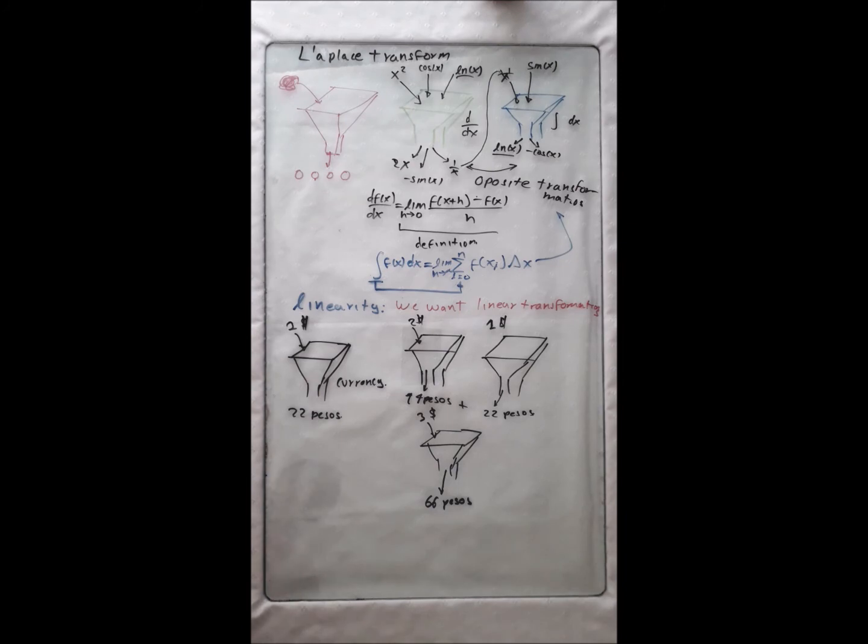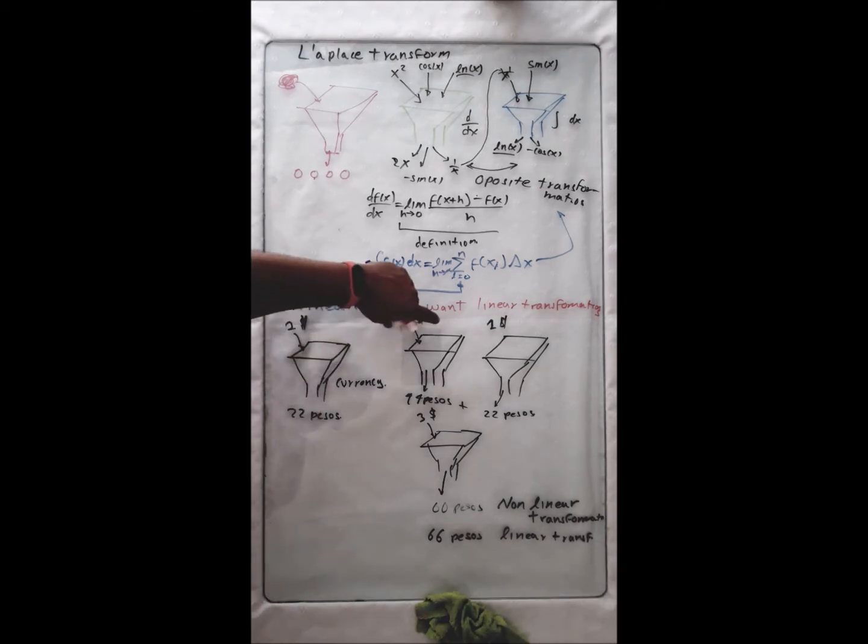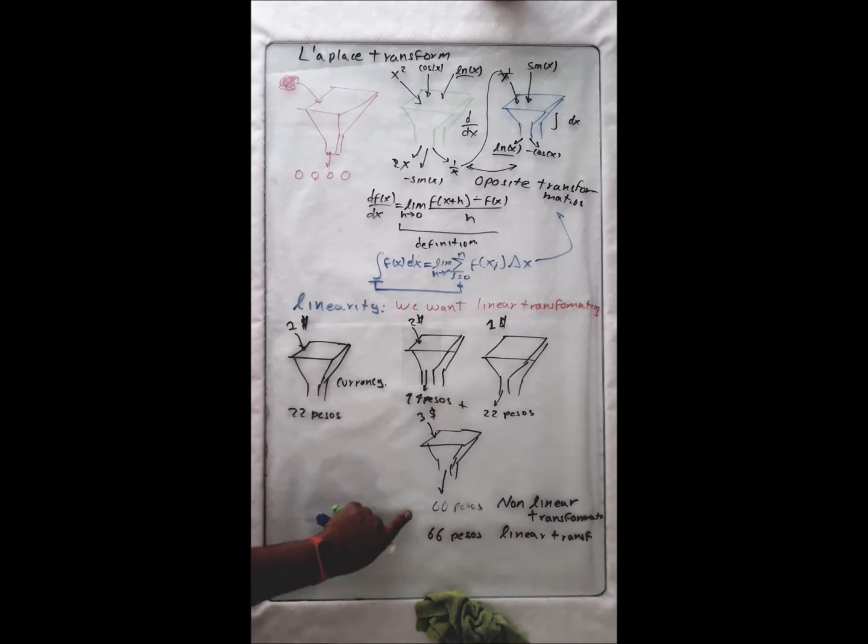But some systems are not linear. Imagine that instead of 66 pesos, you get 60 pesos. That is a non-linear transformation. But if you get 66 pesos, which is the addition of the two, then it is a linear transformation. No matter when, you can do it separately or together, you should get the same transformation. If you don't get the same transformation, then it is not linear. So we want things to be linear.